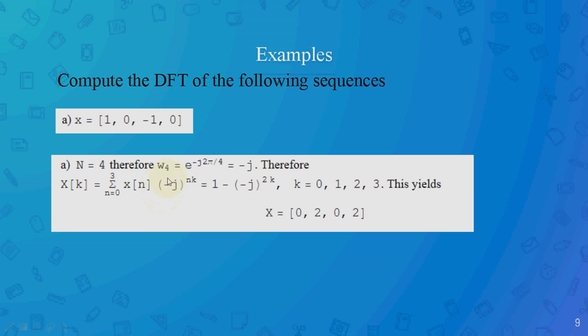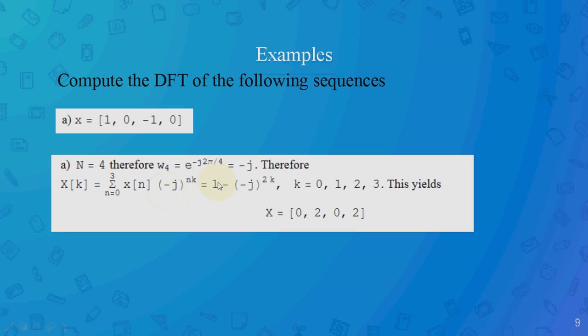X of n into e raised to minus j 2 pi by 4. So 2 ones are 2, 2 twos are 4, so that is pi by 2. So e raised to minus j pi by 2 means minus j. Therefore this term becomes minus j raised to nk. So nk is the index of e raised to minus j 2 pi kn by N. So here we get the reduced term minus j raised to nk.